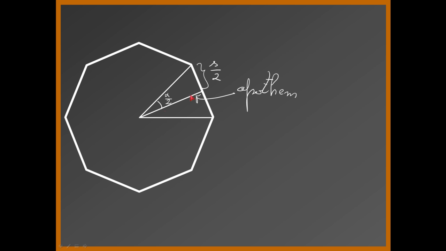Since this is a right triangle, then we can immediately write that s over 2 is equal to the radius r that multiplies sine of alpha over 2. Thus, S, the side, is equal to 2 times the radius times sine of alpha over 2.